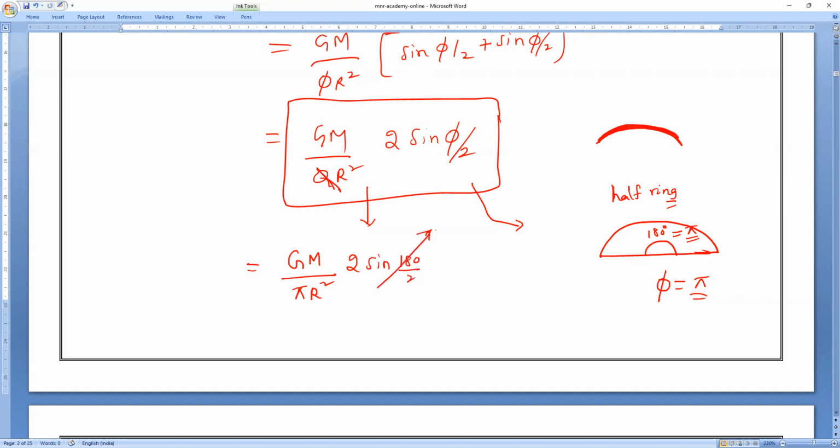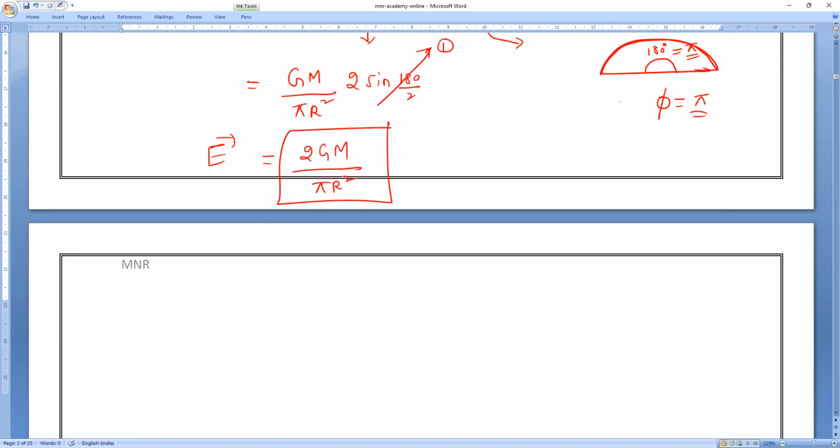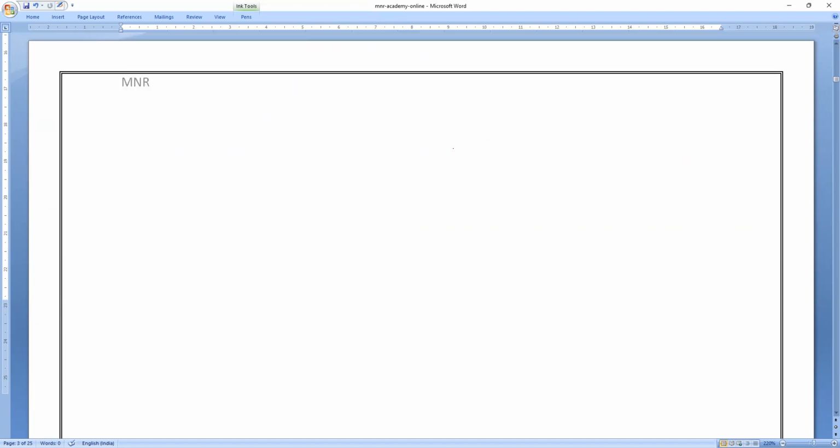Sine 90 equals how much? 1. Am I right or wrong? So it will turn into 2GM divided by pi r square. That is the formula for E when it is a half ring. The half ring we have already solved. Verify it, both formulas are the same or not. Am I right?